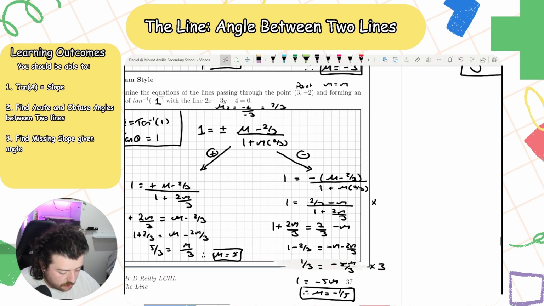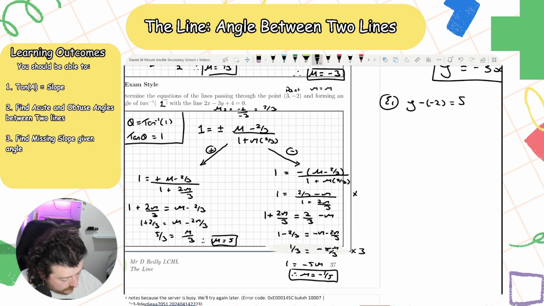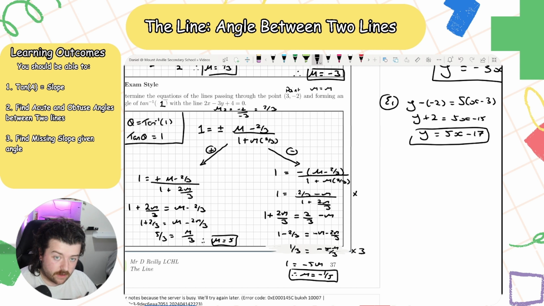So I have my two slopes, and I have the point it goes through. So my first equation is going to be y minus y1, so it'll be y minus minus 2 equals 5 times x minus x1. So it'll be y plus 2 is equal to 5x minus 15. y is equal to 5x minus 17. That is my first equation of a line.